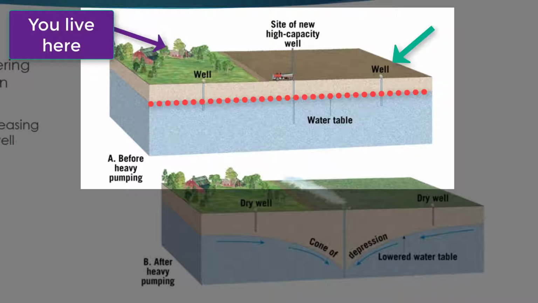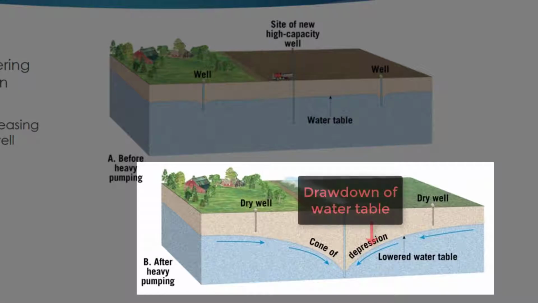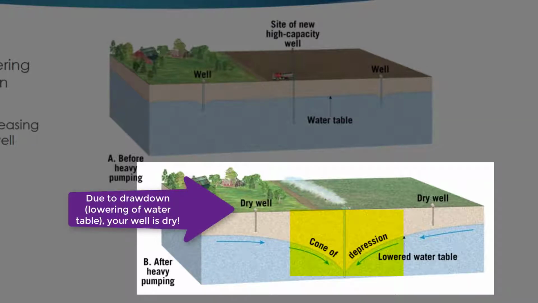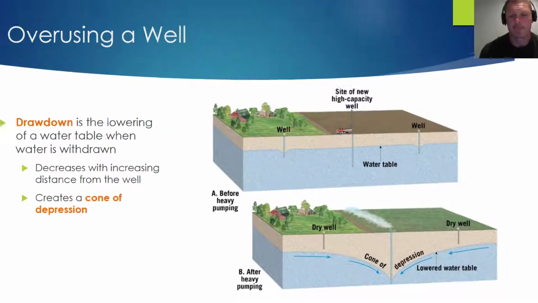But let's suppose someone installs a high capacity well, somewhat nearby your farm, and they plan on pumping out huge quantities of water. Well, let's just say you're not going to be happy, because drawdown will occur as that new high capacity well pumps out large amounts of water over relatively short periods of time. And if that drawdown is significant enough, you can see that the water table is actually lowered, and the cone of depression is centered on that high capacity well. Through well overuse, you would turn on your sink faucet and nothing would come out. I hope this never happens to you, but the overuse of a well can lead to drawdown, and you may see the formation of a cone of depression.